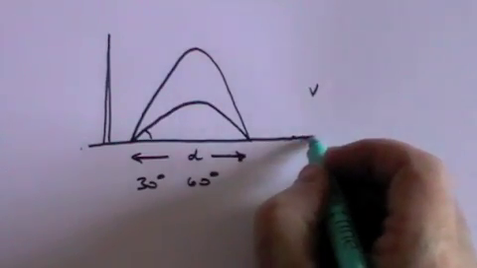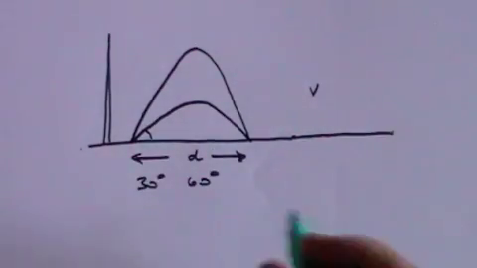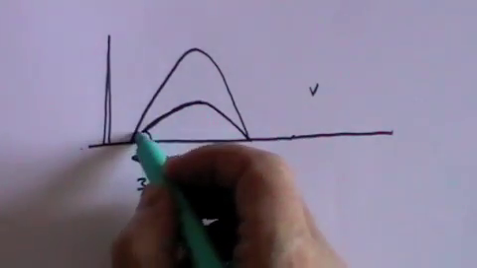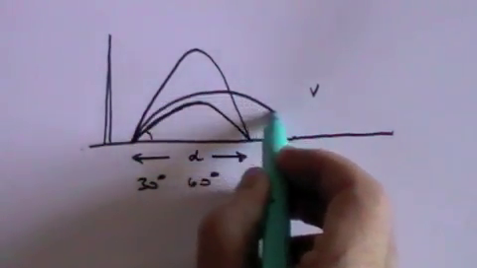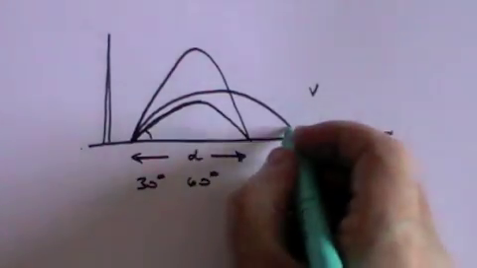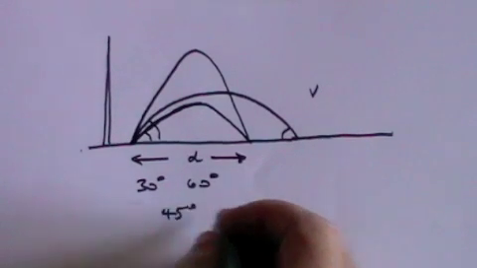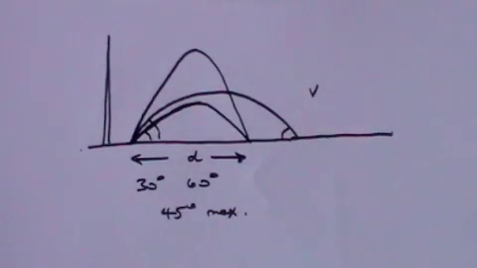And you get, for any given velocity, the maximum range when you've got an angle of 45 degrees. That's the angle. 45 degrees gives you the maximum.